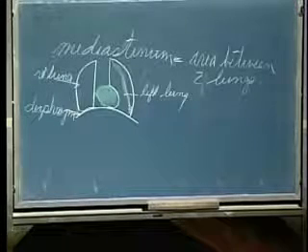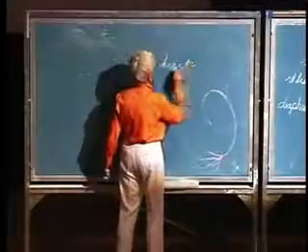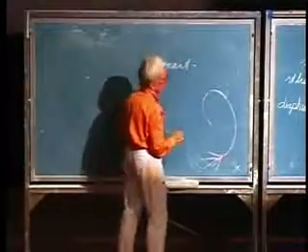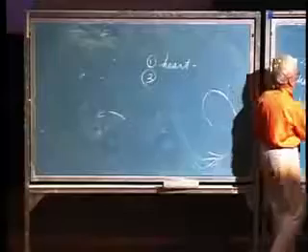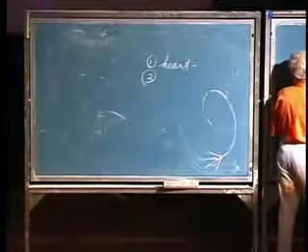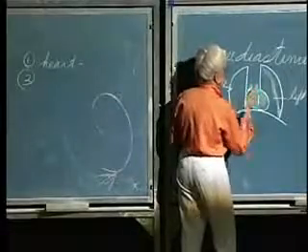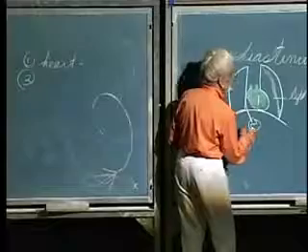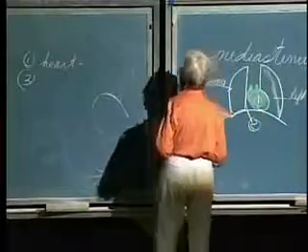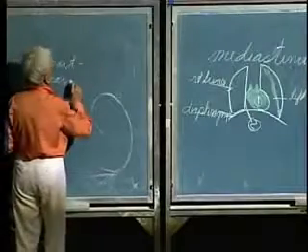We'll have one, then the heart. Two, the great vessels coming in and out of the heart. We'll just sort of put them here as representatives. This was one. This is two. Great vessels. We'll learn all these.